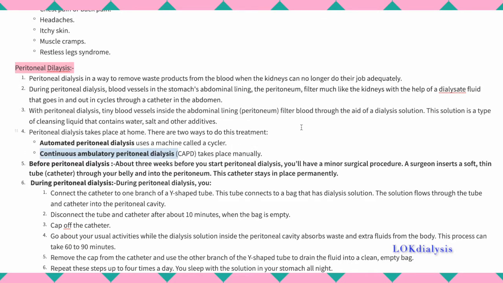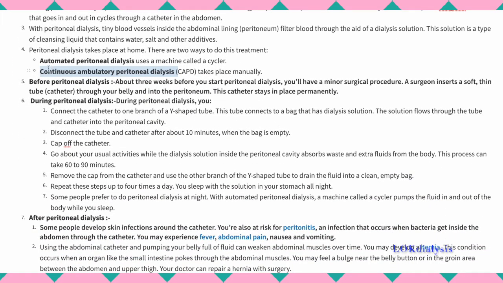About 3 to 4 weeks before peritoneal dialysis, a minor surgical procedure is done. A surgeon inserts a soft thin tube, a catheter, through the belly into the peritoneum. This catheter stays in place permanently. So here we simply insert a soft tube catheter inside the belly of the patient into the peritoneum, just for moving the dialysate fluid in and out throughout the session.